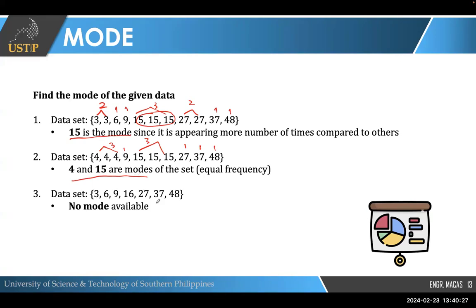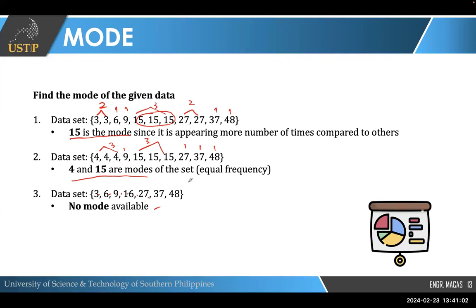Number 3, it's also possible that your data set has no mode. In this example, all the observations occur only once. Now question, what if all the observations occur twice? Well, there is no mode in that case either, because the rule of the mode is that your observation must occur more number of times than the others. In that case, they are all the same. If they all occur once, or they all occur twice, or thrice, all equal, then you cannot conclude a mode in your dataset.